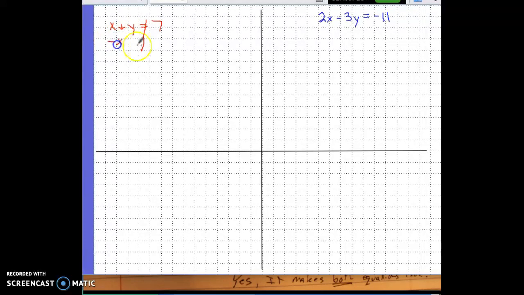In this one, we're going to subtract x from both sides of the equation. That will give us y equals the negative x plus 7, or 7 minus x. It doesn't matter what order we write the two in. To graph that, we know our y-intercept is 7.